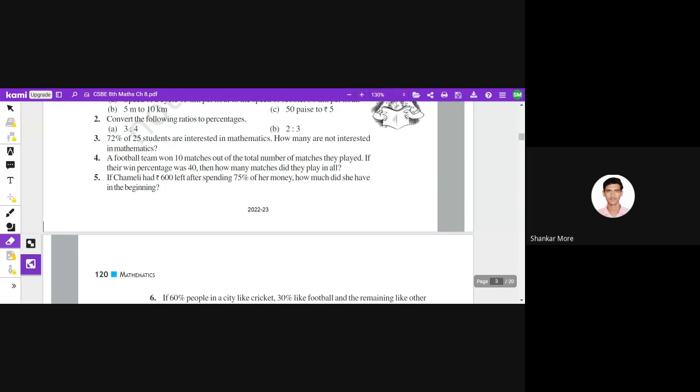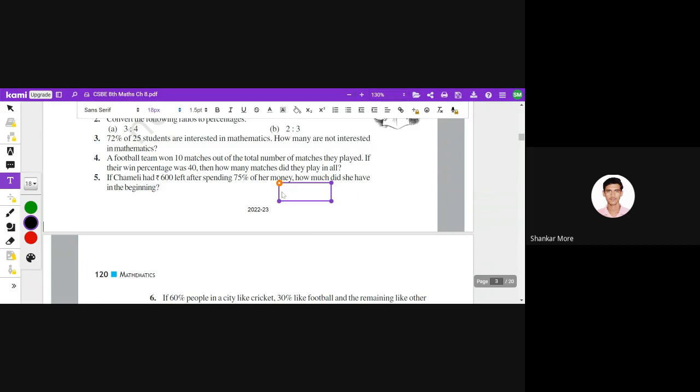So 10 matches is actually 40% of some x value, right? 40% of some x value. Now if you put that formula again, how you are going to put that formula? See, 40% is written like this, of x. Now we don't know the value, कितने मैचेस played किए हैं या we don't know that, but 40% of that matches is 10, right? So 40 divided by 100.